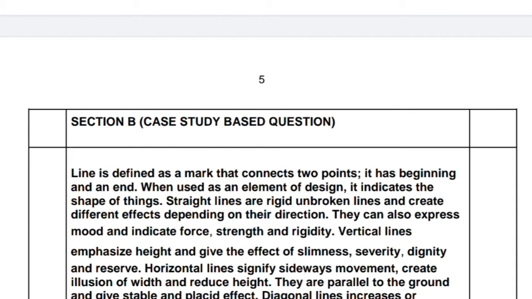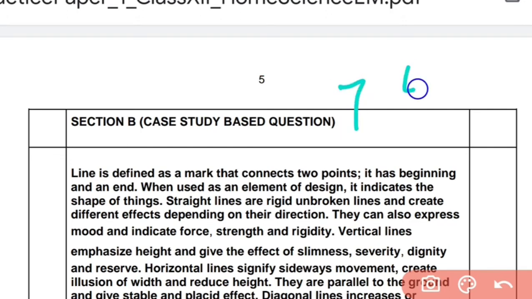So, section C is case study based questions. This will have 7 questions, 4 from the first case study and 3 from the second case study. Each will carry 1 mark, so total 7 marks for 7 questions in case studies. Let's start with the first case study.